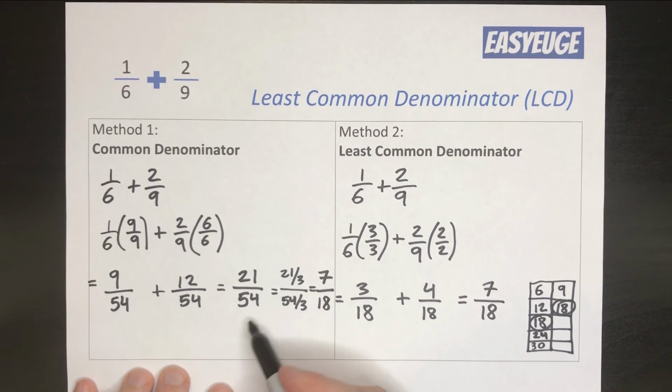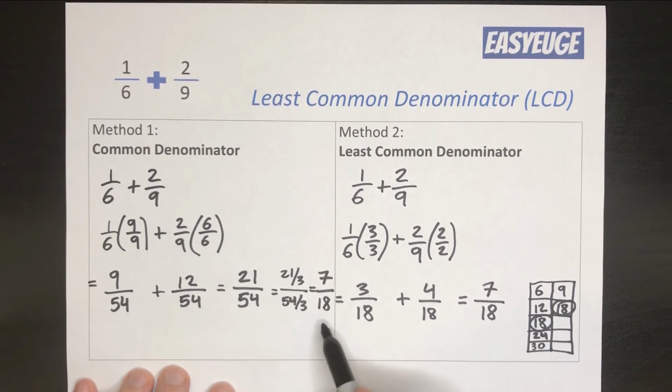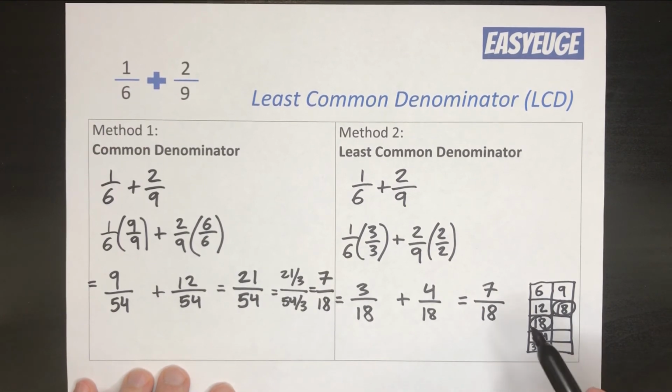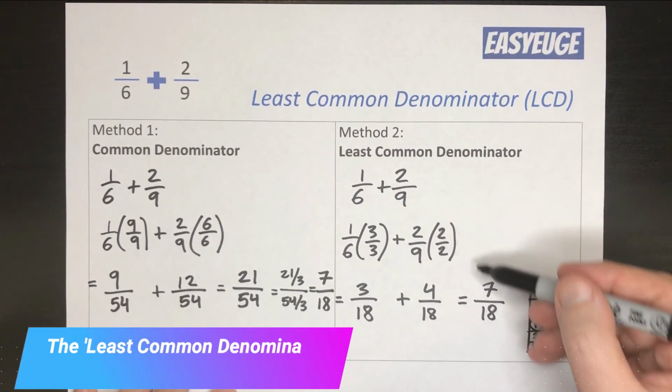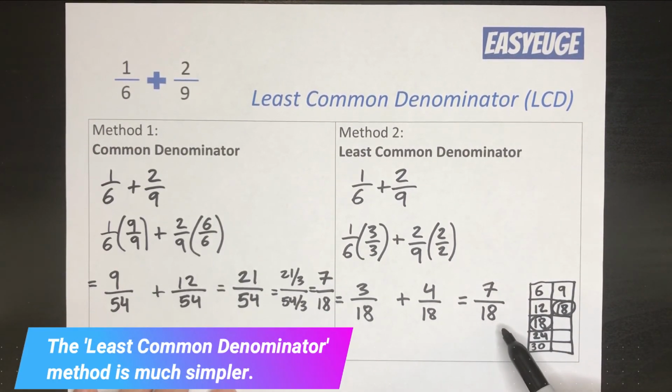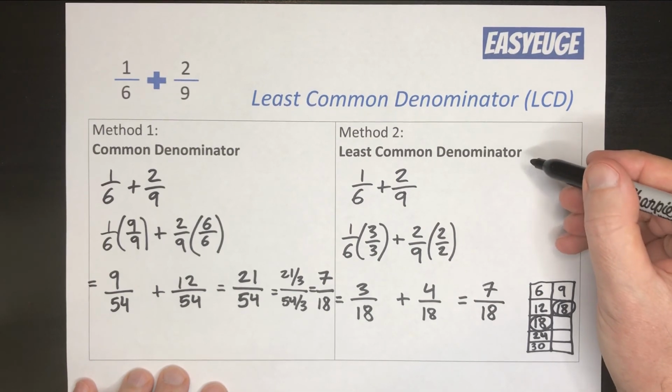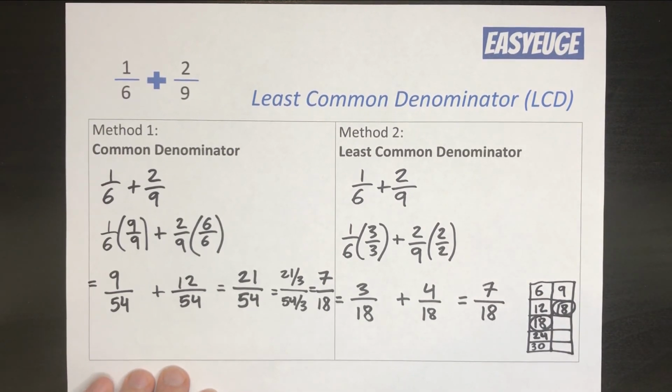There's a lot of opportunity to go wrong in this common denominator method. We've ended up with a really big number, 54, but we've ended up with the same answer, 7 over 18. But the least common denominator method was so much simpler and less steps and no need to simplify. And we got the same answer for both. And that's the least common denominator. So hopefully it'll help you when you're adding or subtracting fractions.